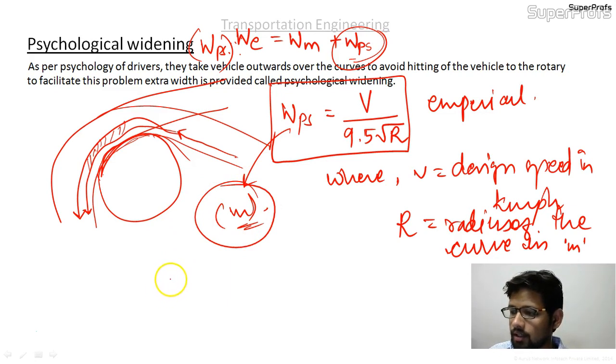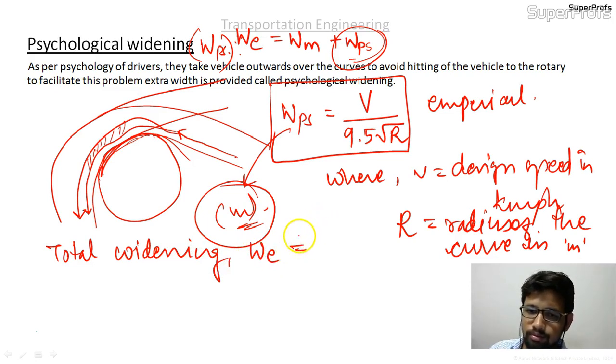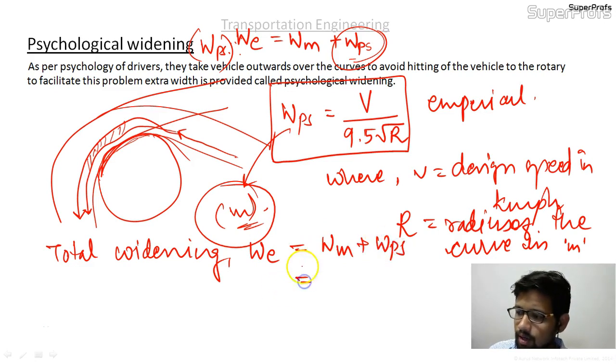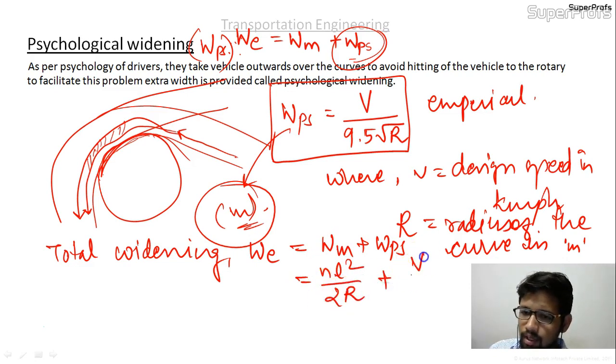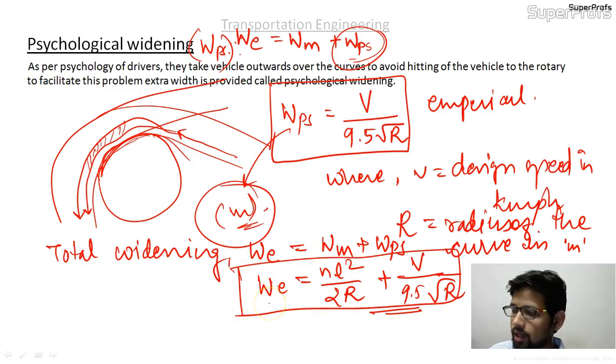Okay, so the total widening is given as WE equal to WM plus WPS, which is NL square upon 2R plus V upon 9.5 root R.